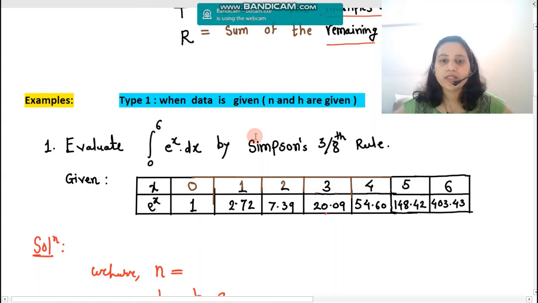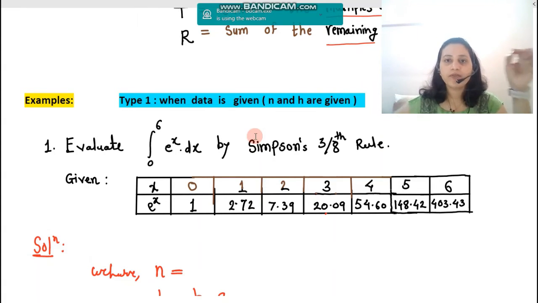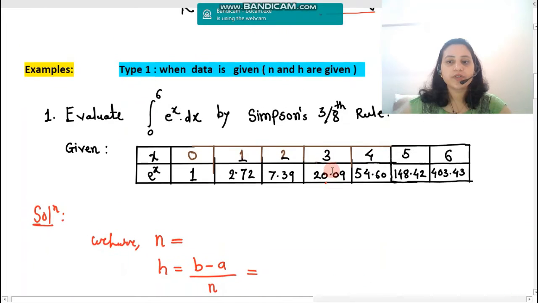I have divided all the sums into 3 types. First type, when the data is given to us, that means the values of n and h. Second type, when either h or n is given to us. And third type, when n and h both are not given to us. Now let's move towards the first example.